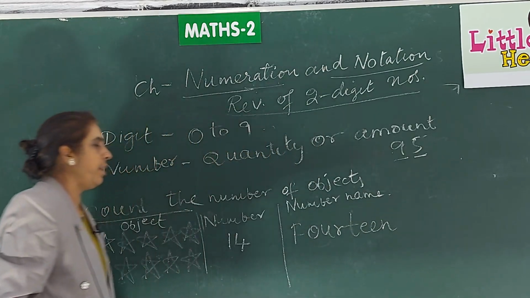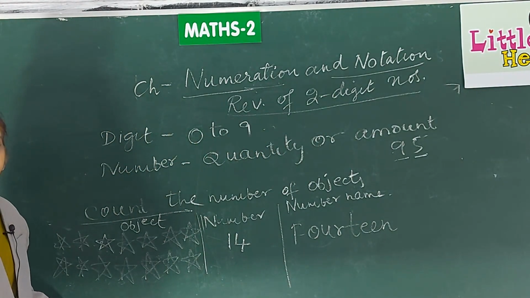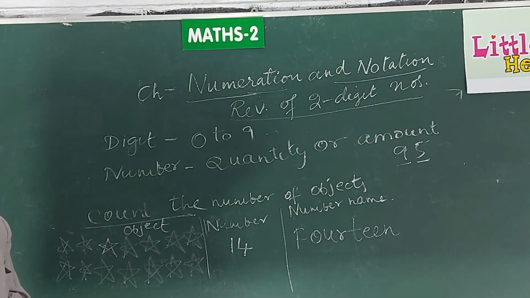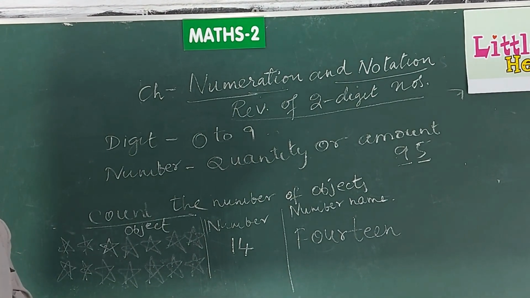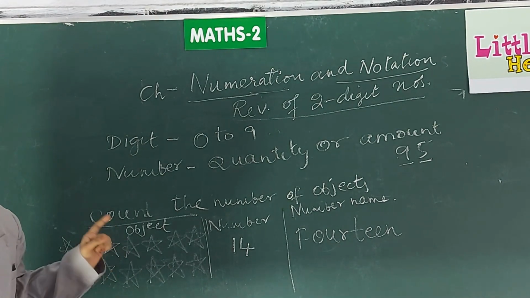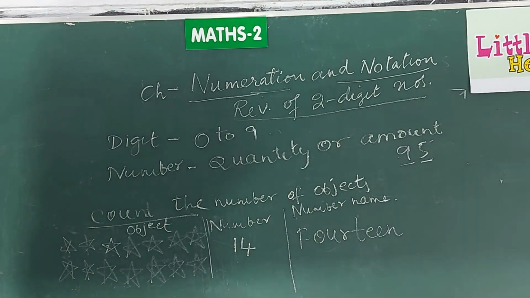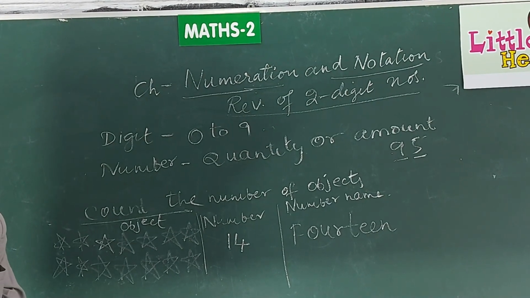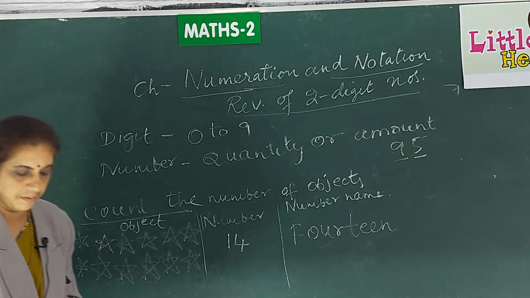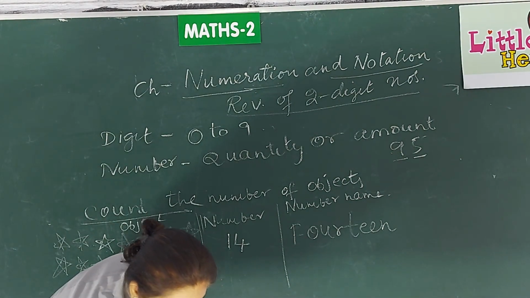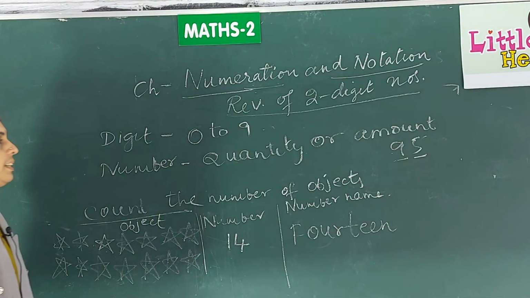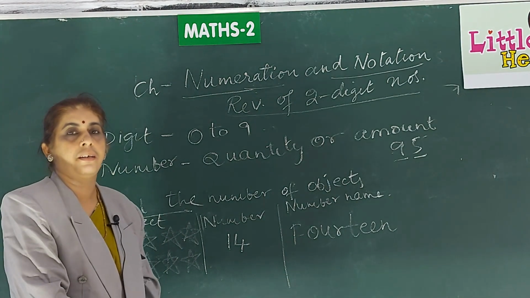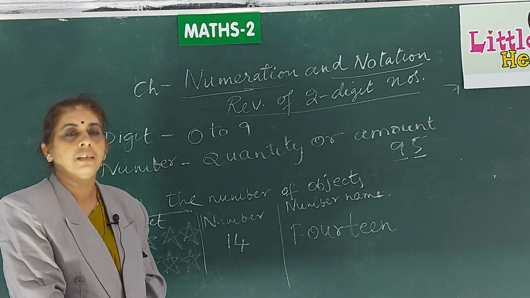In this way, you can count the number of objects in your house, or the number of crayons in a pack. You can count and write its number and number name. So start counting the number of objects in your house. Now practice writing numbers from 1 to 100, which you have already learnt in class 1.